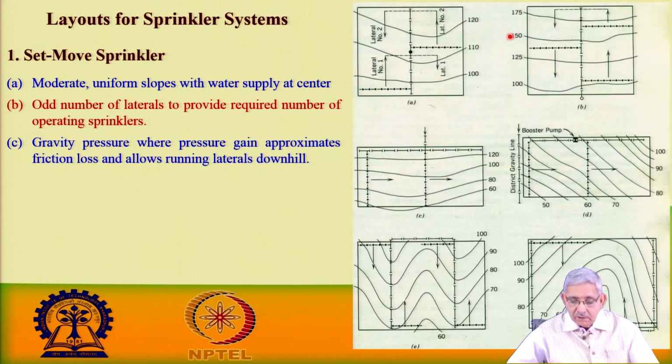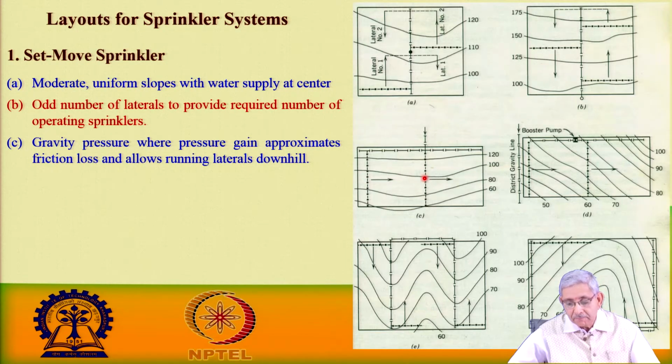In case of this particular layout, our main pipeline is laid in this direction. There is a source of water, the water will be coming from the source, and then it will be given to the main pipeline, and this is also the flow condition given. So, gravity pressure, where the pressure gain approximates the frictional loss, and it allows running laterals downhill. So, laterals are moved.